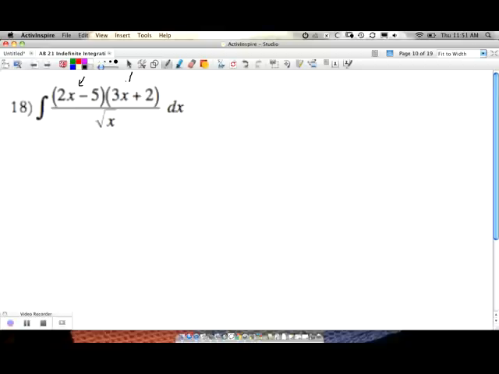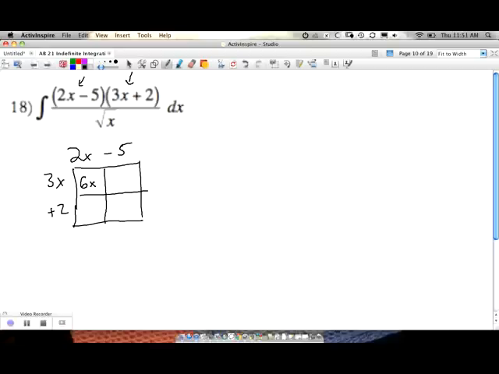So we have 2x times 3x. That would be 6x squared. Negative 5 times 3x is going to be minus 15x. 2x times 2 is 4x. And then the last one is negative 10. So if I combine all these together, that would give me the top piece is equal to 6x squared minus 11x minus 10. So we have all of that over square root of x, or x to the 1/2.